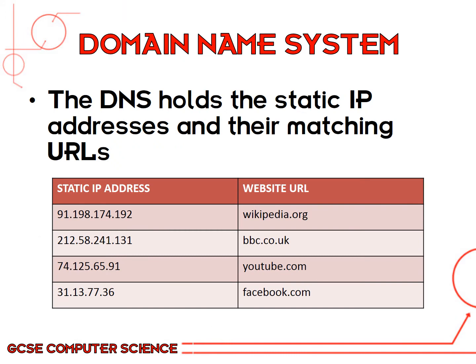So to give you an idea of how DNS works, we can take a look at this table. So the domain name system holds the static IP addresses and their matching URLs. So here's 4 examples of very popular and common websites that you'll be aware of. Wikipedia.org, you can see the address that matches up to it, BBC, YouTube and Facebook. Each one of those will have a static IP address applied to it, and the browser will basically access the correct address when you type in the URL.